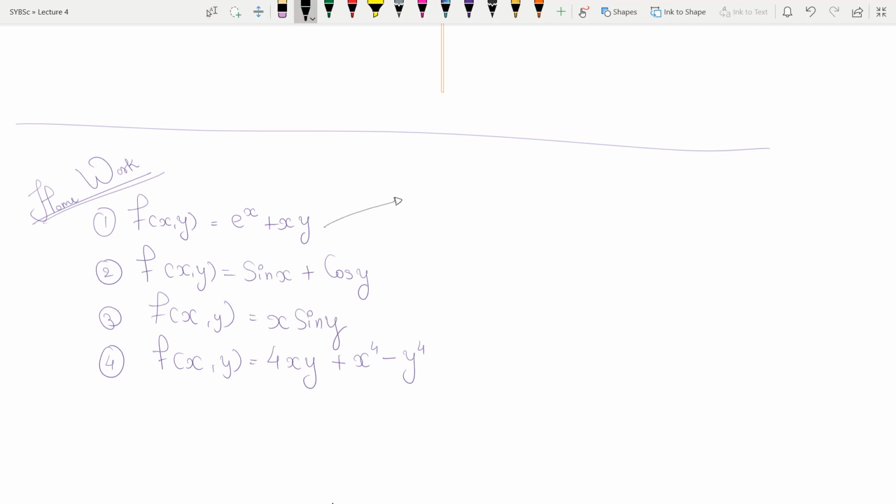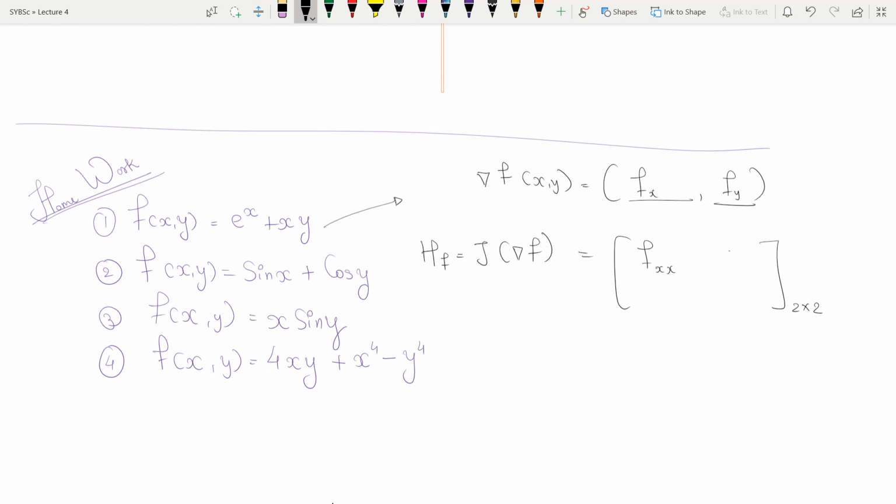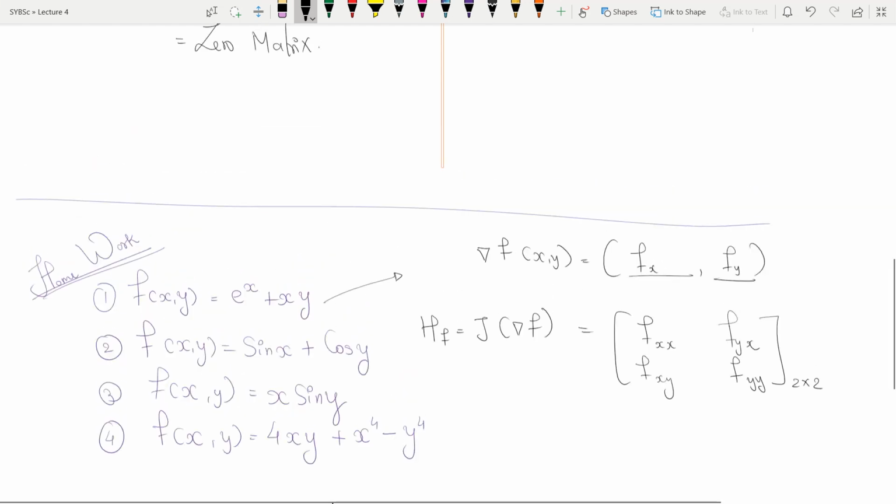For this first one I'll give you a hint. For the Hessian, you will find the gradient of f, correct? For x comma y, it will be this: over here there will be f of x, and over here f of y. Then you will find the Jacobian of the gradient of f, and call it Hf. This will be a 2 cross 2 matrix, where the first entry will be fxx, then fxy, fyx, fyy.